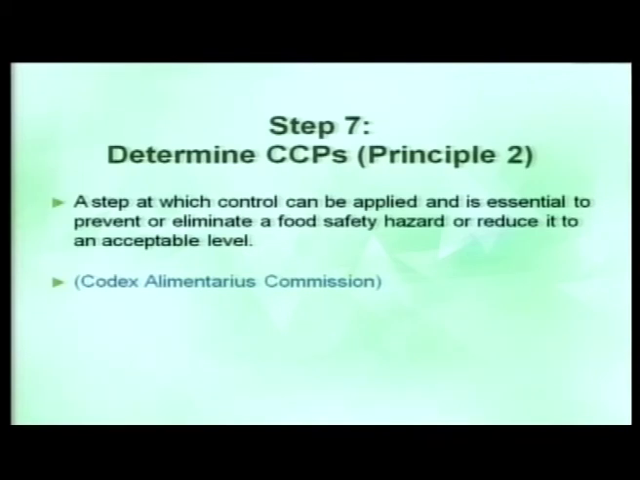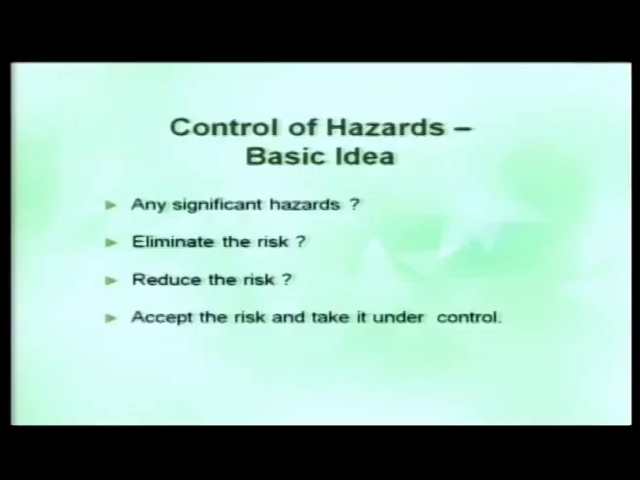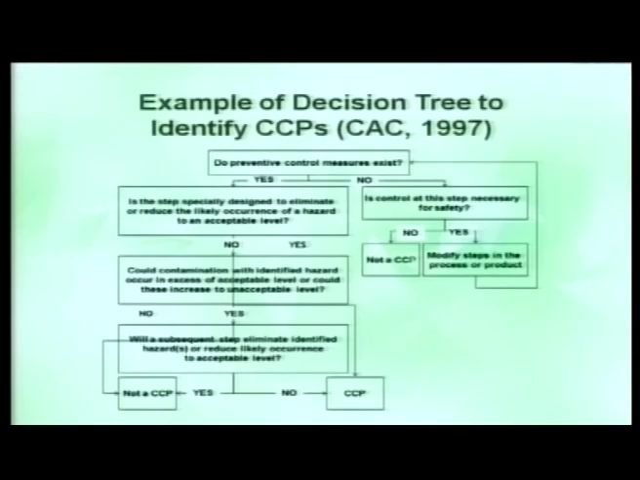That means either you prevent it, you eliminate it, or you reduce it to a level that it is no more a hazardous thing. While controlling the hazard, the basic idea is: any significant hazards, eliminate the risk, reduce the risk, or accept the risk and take it under your control. So now let's see this decision tree which is being given by the Codex Alimentarius Commission, the CAC 1997.